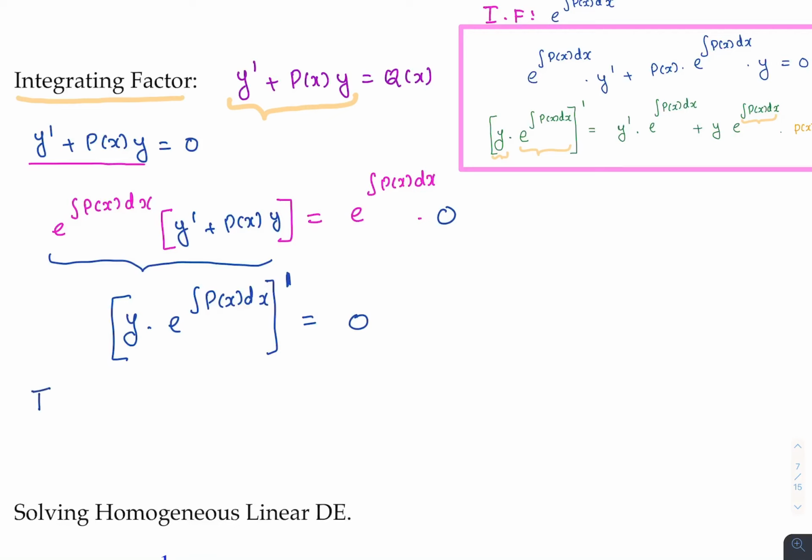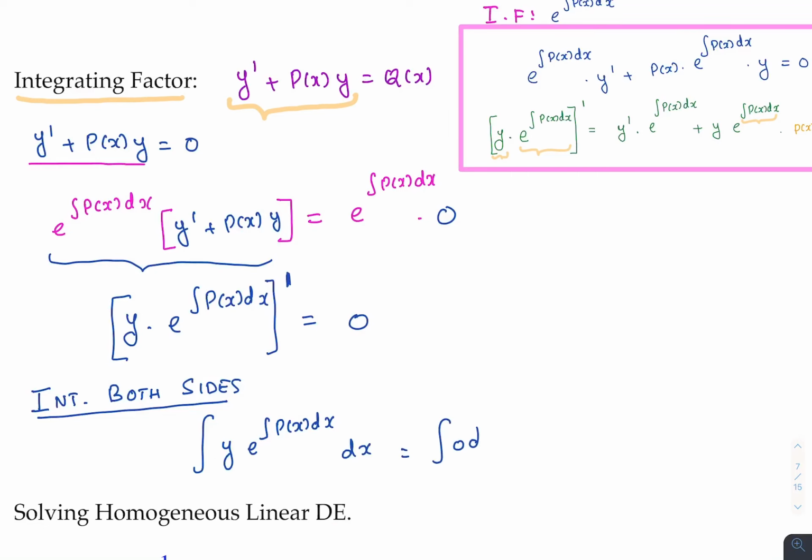I'm going to do what I call IBS: integrate both sides. When I do that, I get the integral of y e to the integral of p of x dx, dx. Here I'm using an indefinite integral, so no limits in here. You can do that too later, but let's not worry about it for the time being. We'll talk about it later. This is going to be equal to the integral of 0 dx.